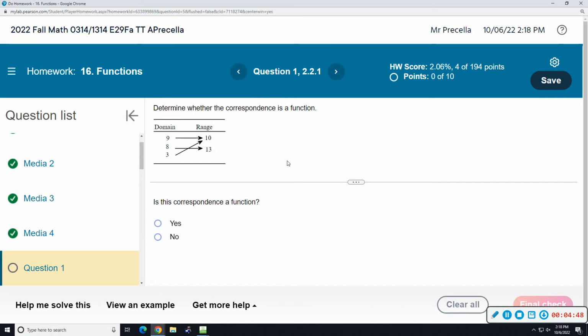I think that this is a function because it says only 1 y value. It doesn't say the y values have to be unique. The number 9 is assigned one y value, the number 10. The number 8 is assigned 13, just one y value. And 3 is assigned to 10. Because they each only have one arrow going off of them, that's it.